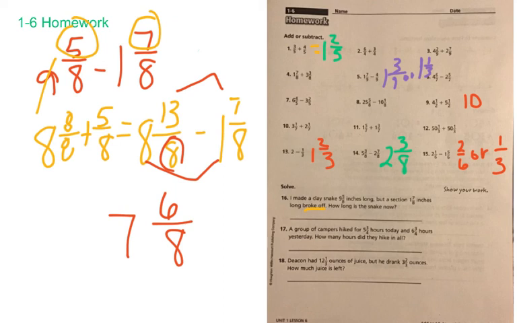So we have 7 6/8, and I would accept that answer. You could also reduce it because we know that 2 can go into 6 and 2 can go into 8. So 2 can go into 6 3 times, and 2 can go into 8 4 times. So 7 3/4 is also an answer I would accept. So 7 3/4 inches long.